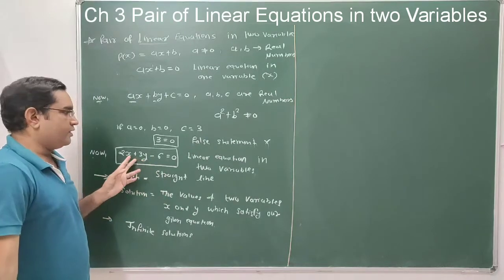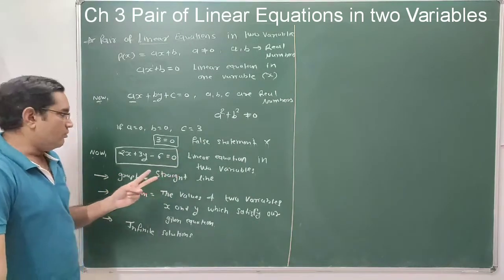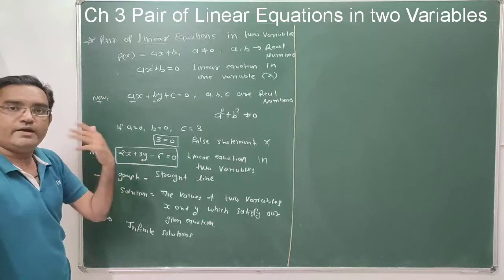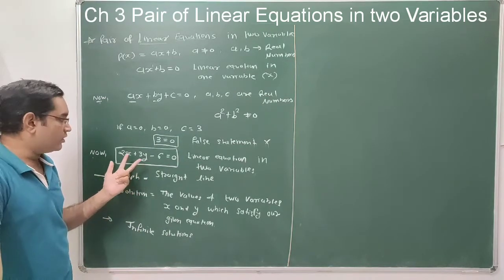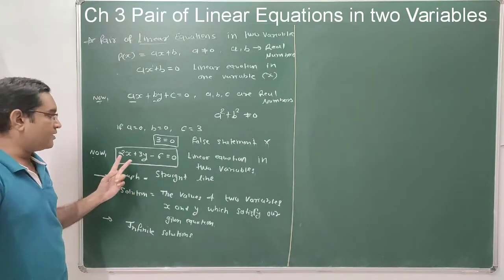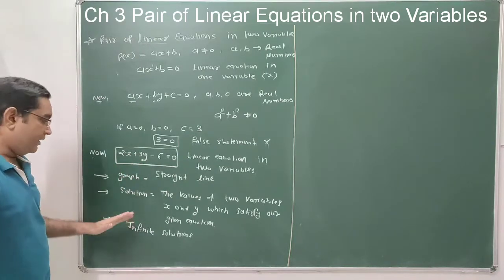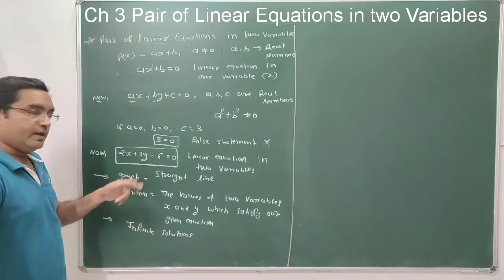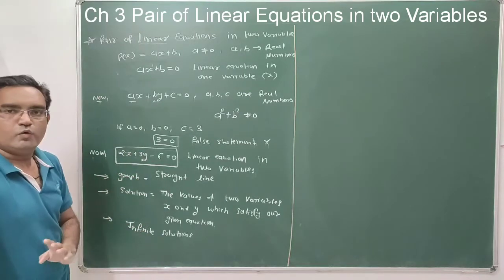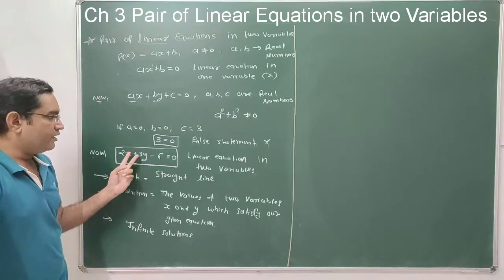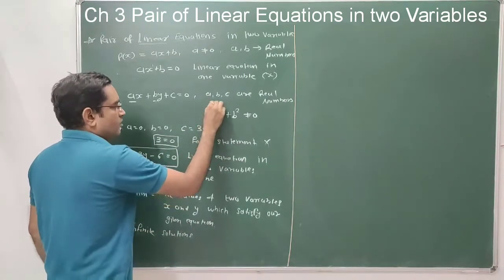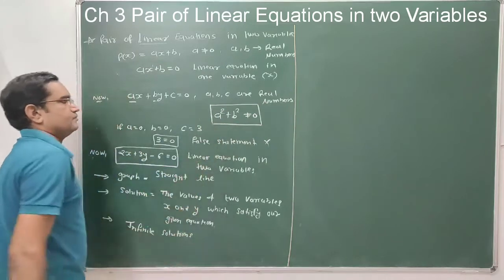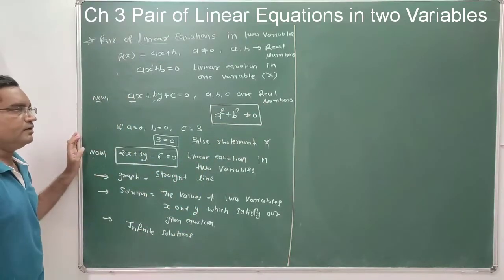If we find the solution of any linear equation in two variables, we will have infinite values of x and y. We are having infinite values of both variables which can satisfy this equation. That means we are getting infinite solutions for any linear equation in two variables. The condition is that the values of a and b should not be 0 simultaneously. Clear?